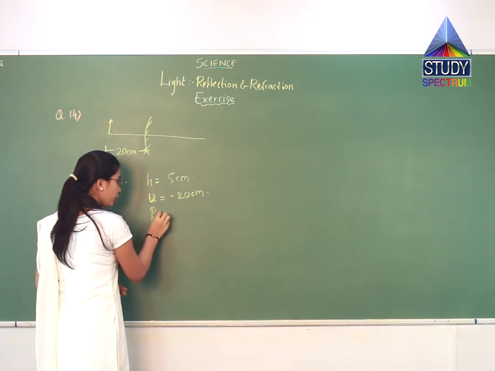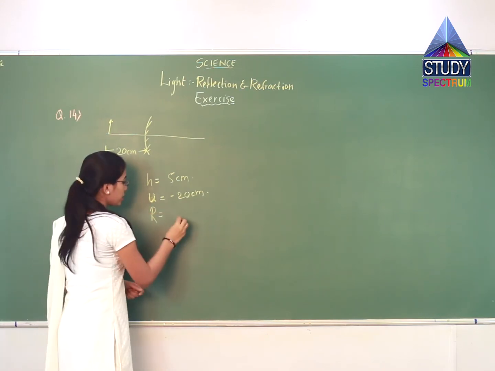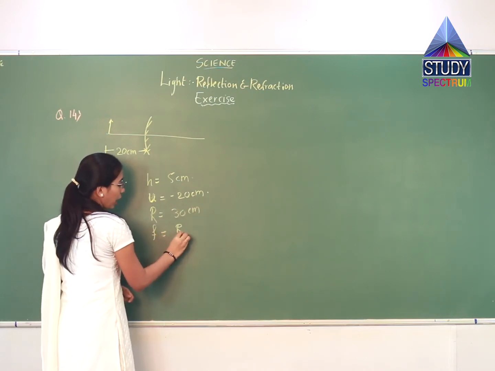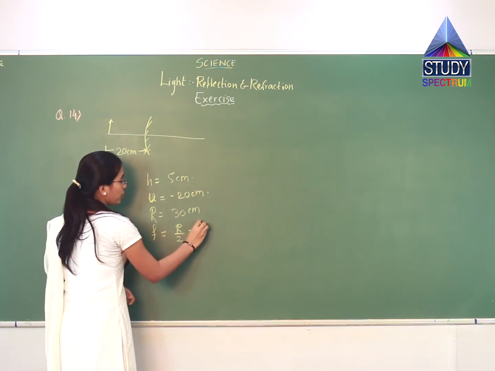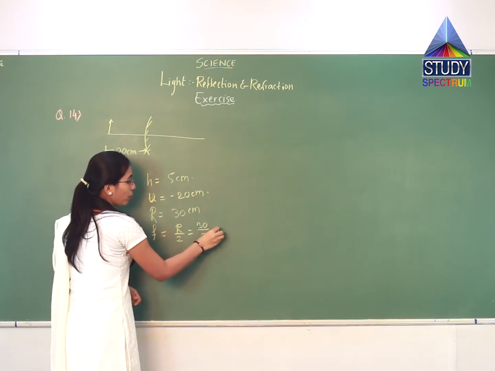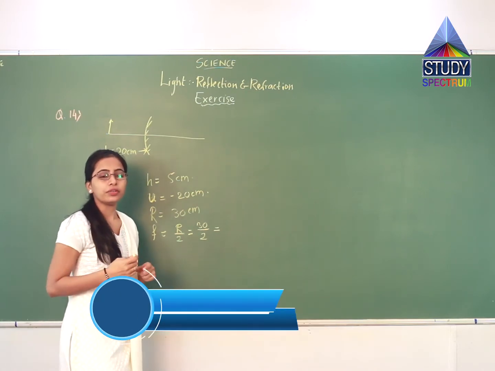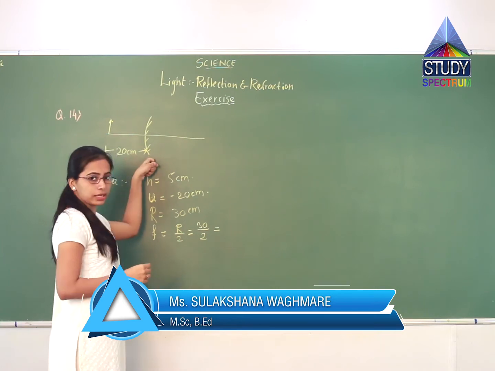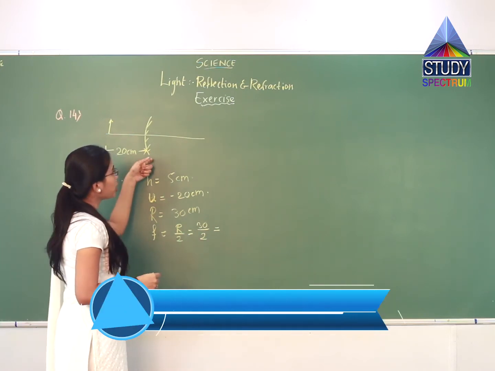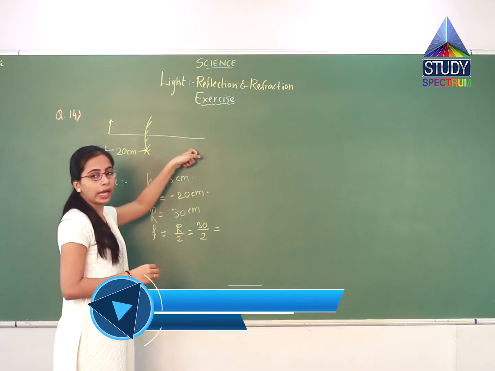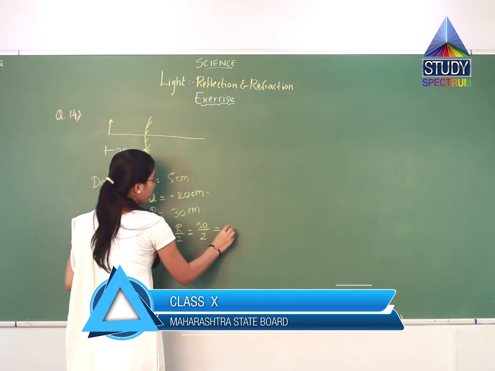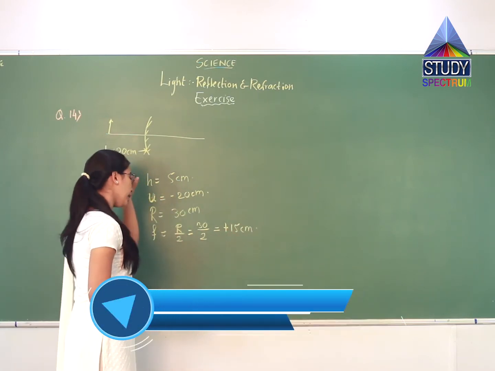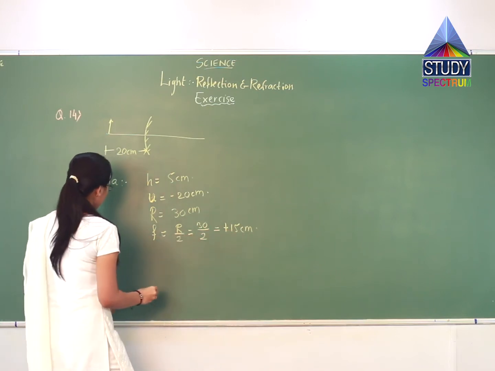Then the radius of curvature is given, it is 30 centimeter. As you know, focal length is half of the radius of curvature, so it will be 30 upon 2. But again here we have to consider the plus minus sign. As you know, for a convex mirror, the image most probably forms on the right hand side, so it will be plus 15 centimeter. We are measuring the focal length on the right hand side, so it will be plus 15 centimeter.